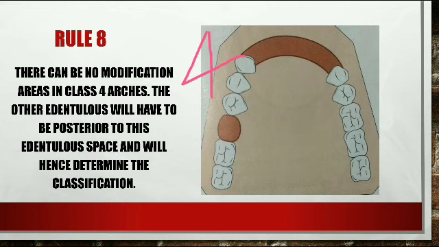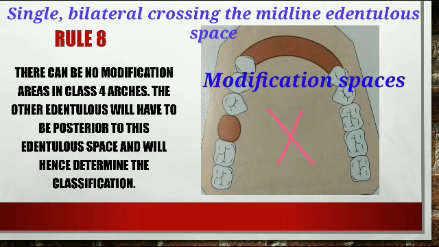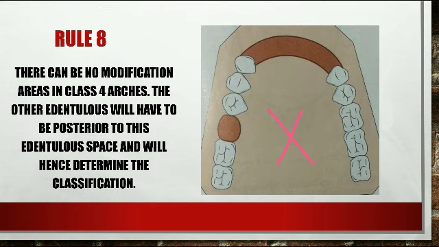Because class 4 is the single bilateral edentulous space crossing the midline. Since it is already present in the most anterior, there will not be any modification spaces in class 4 Kennedy system. The modification spaces will only be present in class 1, 2 and 3. So with this, we are ending our Applegate's rules. These are the 8 Applegate rules which are governing the Kennedy classification system.